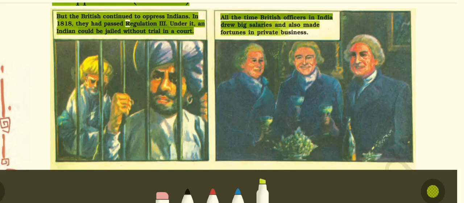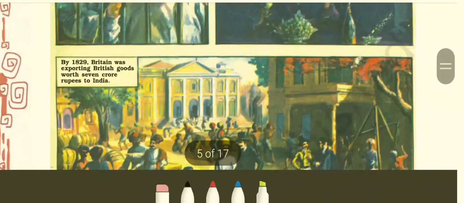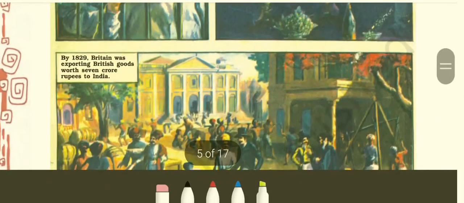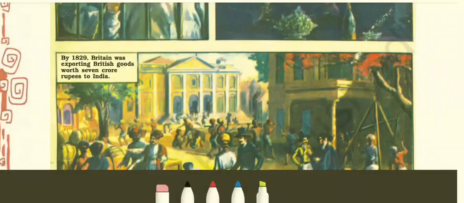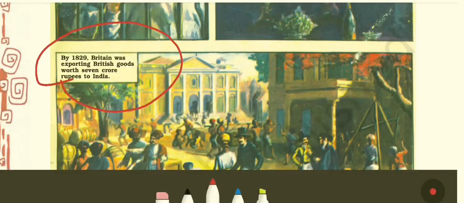Okay. So let's move on, class, now towards next picture. By 1829, Britain was exporting British goods worth 7 crore rupees to India. So Britain started treating India as a huge market of its finished goods. They started trading about 7 crore rupees of products to India. Imagine how huge the figure might have been if it were this era, this time.